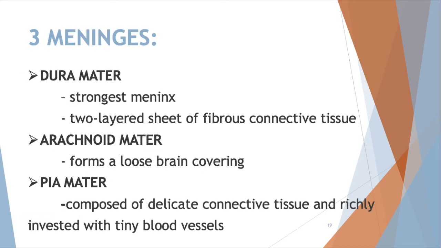So the dura mater is said to be the strongest meninx. Meninx is the singular form of meninges. It is a two-layered sheet of fibrous connective tissue. The arachnoid mater forms a loose brain covering, and we have the pia mater, which is composed of delicate connective tissue and richly invested with tiny blood vessels.